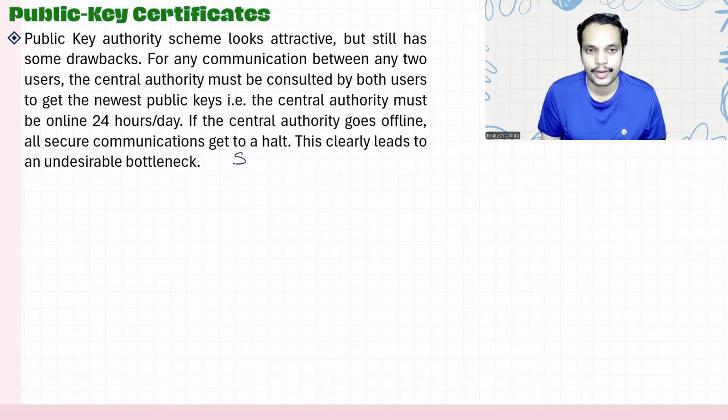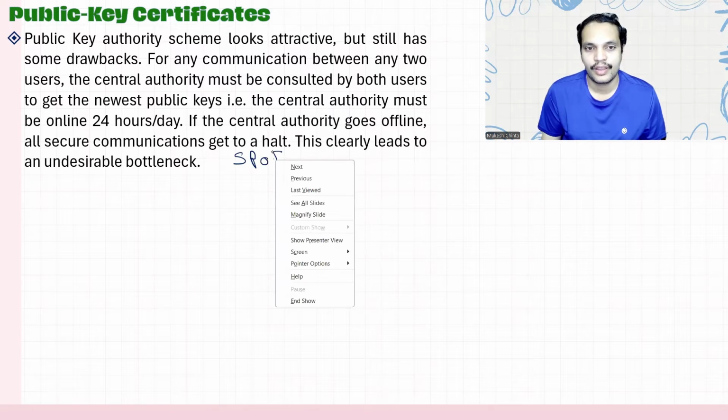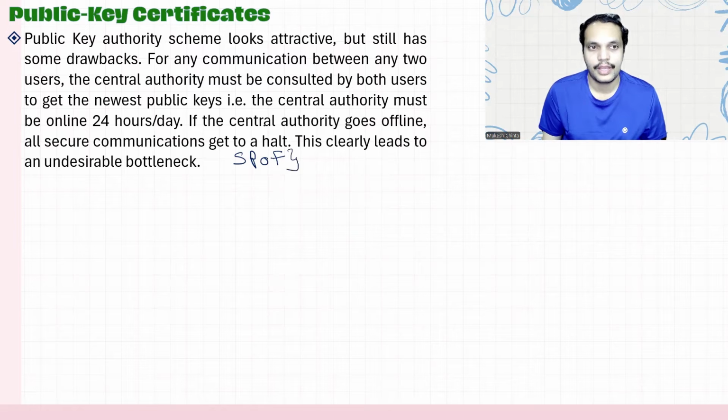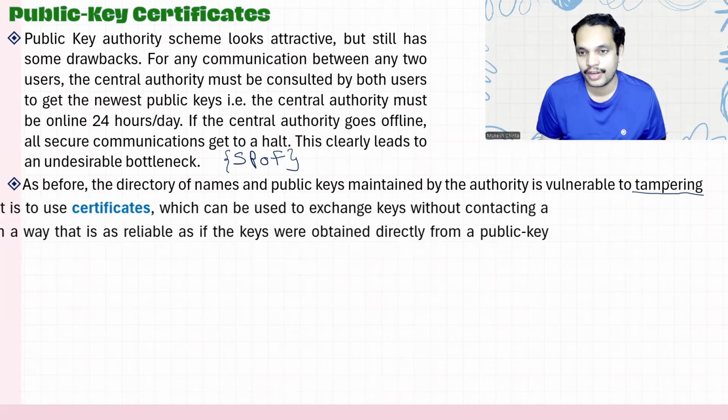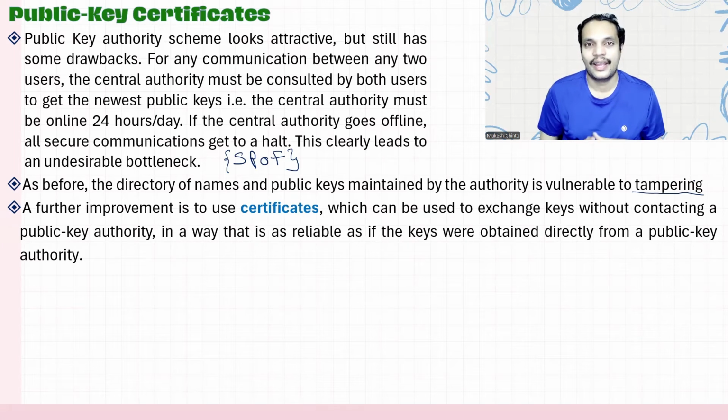That means once again you're talking about a single point of failure. If the public key authority is unavailable for whatever reason, or if it is attacked by an attacker, all the communications are going to be stopped. And once again, as we discussed in the second technique, the directory of names and public keys maintained by the authority is vulnerable to tampering. If an attacker can get into the records, he or she will be able to tamper with it. So we need an even more efficient scheme of securely communicating public keys.